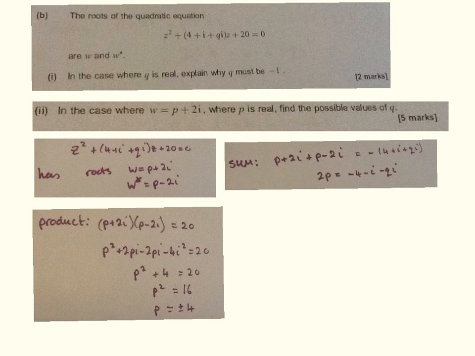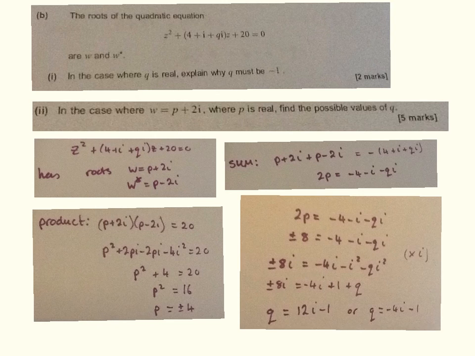Okay, p is real, we're happy with that, but we need to find the possible values of q. So I know p, and I've got this equation, so I can sub p in and I can find q. Taking this equation here, I've subbed p in as plus or minus 4, so it doesn't matter which way round, you don't define the top or the bottom. So plus or minus 4, 2 lots of that is going to give me plus or minus 8. And then I've got this.